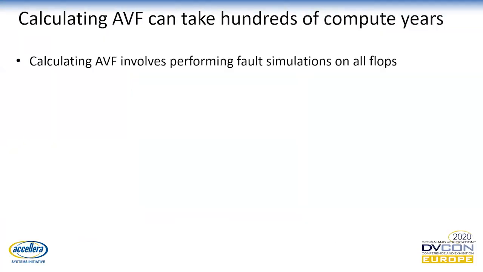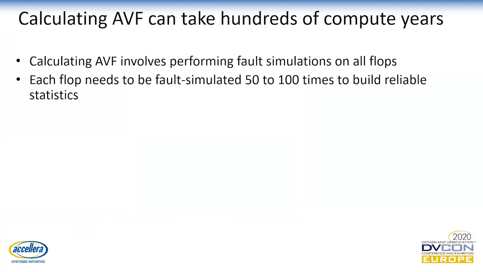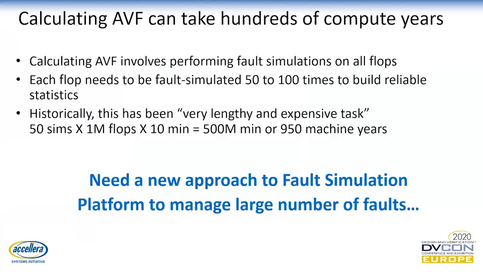Calculating AVF takes many compute resources, and it involves performing fault simulation on all the flops, and each flop has to be fault simulated 50 to 100 times, as we said in the last slide, that Optima recommends 50 to 100 faults to be injected in the time frame. Historically, this is a very lengthy process and takes many compute resources, as mentioned. So we need a new approach to fault simulation and also a platform to manage this large number of faults.